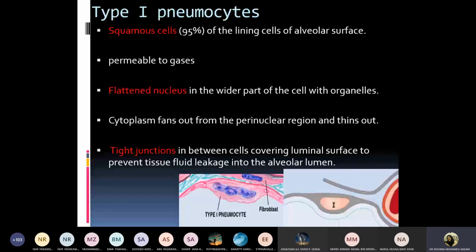What is the function of type 1? They line the alveoli. They are permeable to gases. They are totally flattened because air has to pass through these cells. The cell is actually spindle shaped like a smooth muscle cell, with the cytoplasm towards the periphery, and there are tight junctions between the cells so that fluid does not leak out. So if I ask you which cells are for gaseous exchange, they are type 1 only, not type 2. Okay.